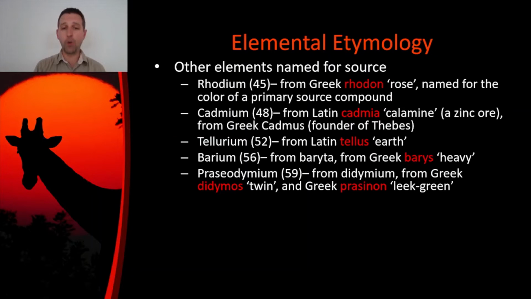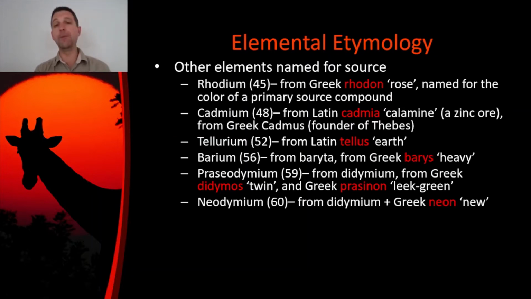The next two elements here actually go together. They are kind of twins. They are praseodymium and neodymium. Once again, I'm guessing that most of you haven't heard of these two elements because they are not really talked about. But here they go. They go together. They were sort of discovered together, and they were both discovered in a particular compound or ore that was named didymium. Didymium comes from the Greek word didymos, which means twin, okay?